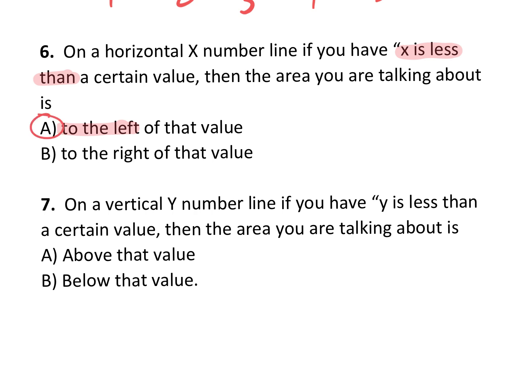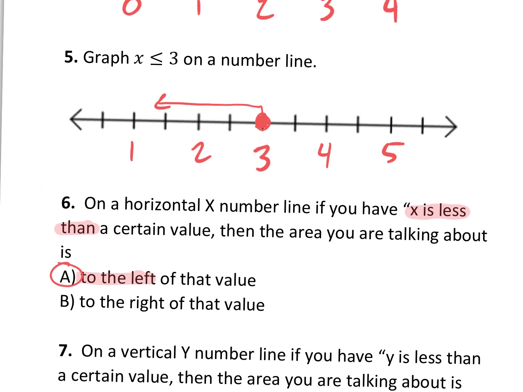Everybody should circle A right there. If it would have said x is greater than, then that would be to the right. Less than's to the left, greater than's to the right. And that makes total sense because up here we do have an x number line. And it says x is less than that value 3. Which values are less than 3? The 2 and the 1, it's to the left. Greater than would be to the right.